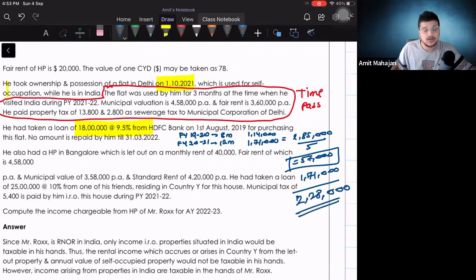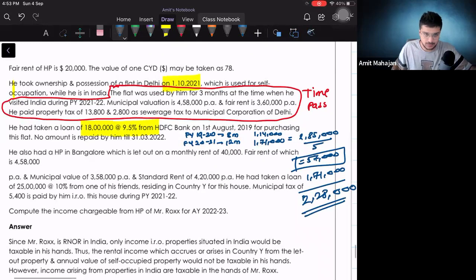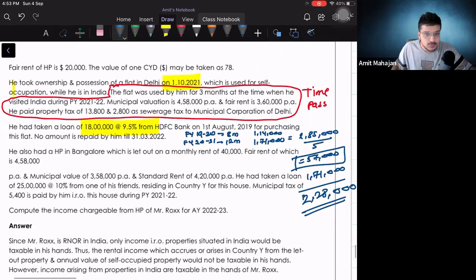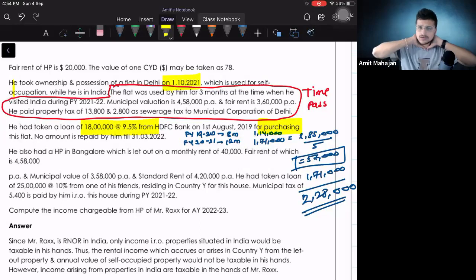This is the total interest, but since this is a self-occupied property, and assuming they took the loan for purchasing the flat, it will be restricted to 2 lakh rupees, and that is why the answer will be 2 lakh rupees. See, there is nothing difficult. What was difficult in it? Nothing was difficult, right? Everybody got this answer? Sure? How did you get 2 lakhs from 228?